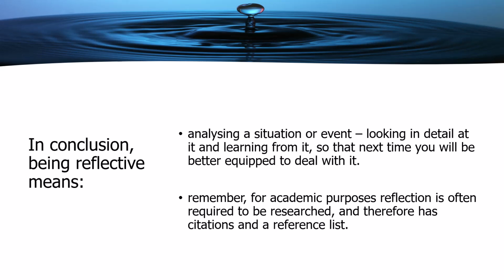So in conclusion, when you're being reflective, it means you're analysing the situation that you've described, you're looking at it in detail and demonstrating how you've learnt from it so that you're going to be able to cope with it better next time. But it's also important to remember that when you're doing an academic reflection, this needs research to be carried out as well. So you need citations to academic sources, books and journal articles, and then a reference list that's referenced correctly according to the referencing style for your subject.